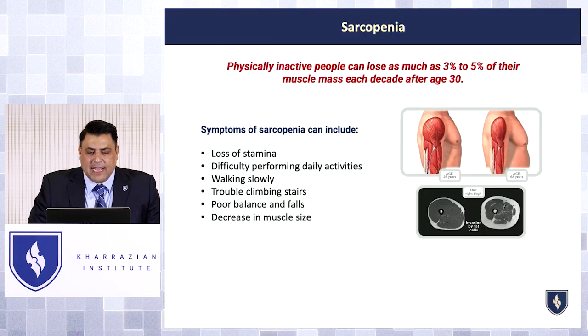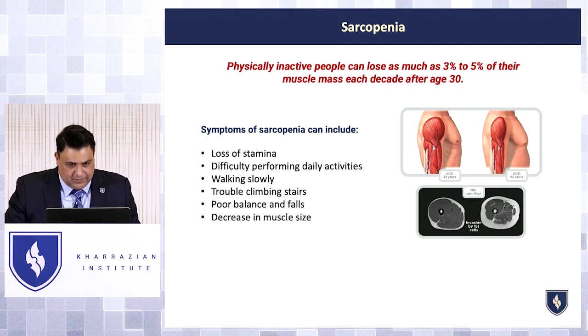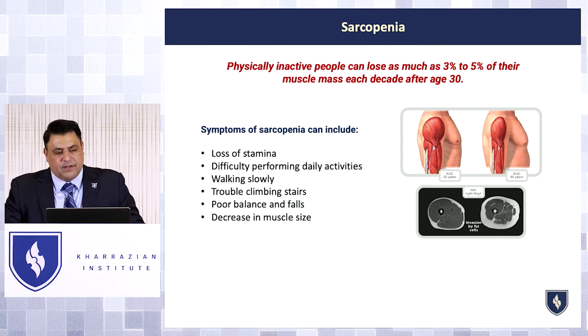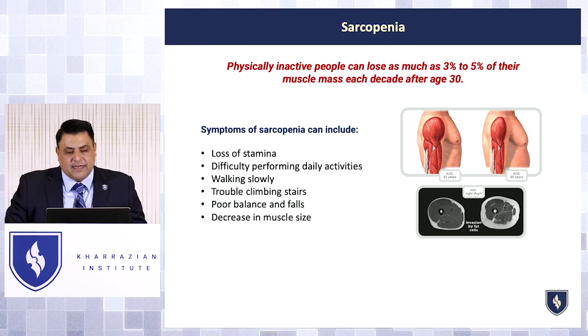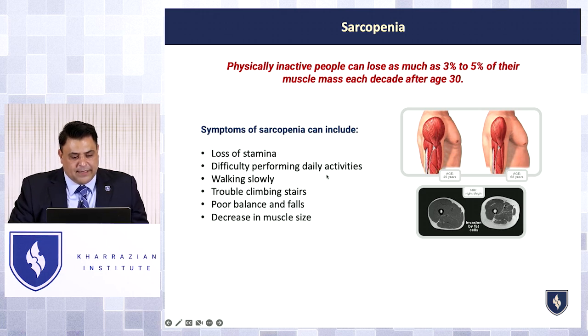So muscle mass is absolutely critical when it comes to aging, especially when someone gets older and you want to avoid frailty. So physically inactive people can lose as much as 3% to 5% of their muscle mass each decade after age 30. And symptoms of sarcopenia are loss of stamina, difficulty performing daily activities, walking slowly, trouble climbing stairs, poor balance and falls, decreased muscle mass size. And when you look at their MRI of the thigh, you can see that there's all this extra space in between the muscles that have invasion by fat cells.